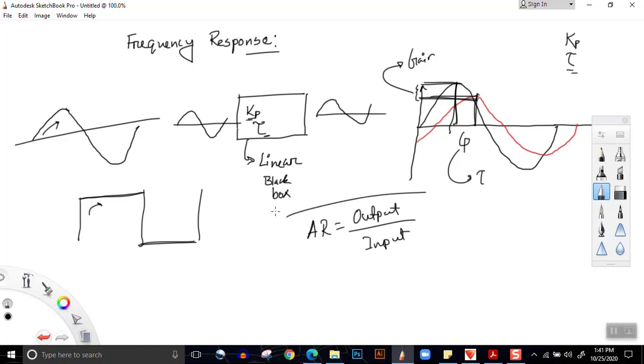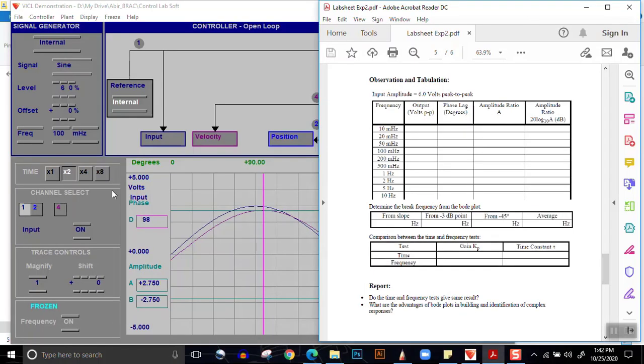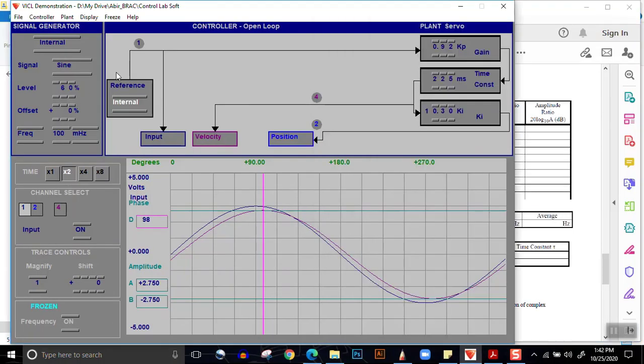So from that we find amplitude ratio, and at last we find amplitude ratio in dB. So 20 log base 10 of amplitude ratio, and here we get the unit as dB or decibels. Here it is a pure number. Here we get it in decibel unit. So in this way, we fill out the entire form. Then we take 100 millihertz and then we again start it.